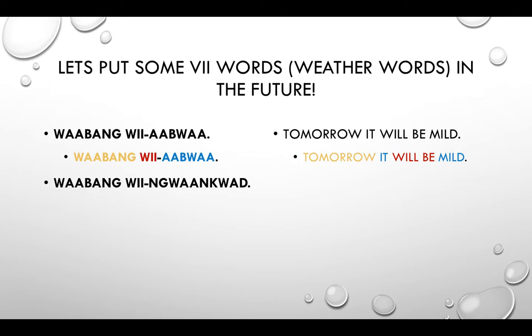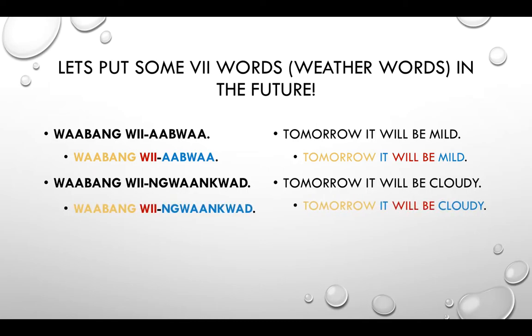Moving on, we have wabang ween guan kwed. This means tomorrow it will be cloudy. So again, we're just adding wabang and we in front of our verb. Wabang ween guan kwet. So wabang is yellow, we is will be, and guan kwet means it is cloudy.